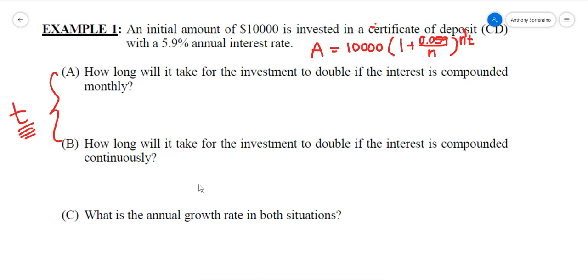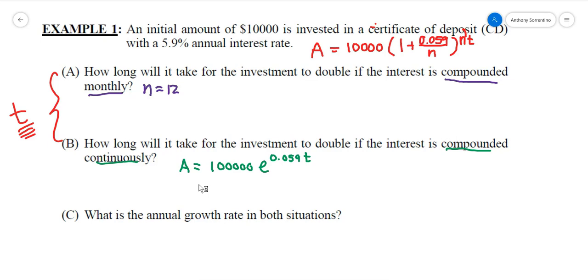As far as n goes in both of these, here n equals 12. So I have that part of the formula. And here, compounded continuously, I know that I wouldn't be using this formula. I'd be using this one. So I have that information here. Now, again, I'm still looking for t in both of these cases, and right now I have two variables. I have t, and I have A that's not known.